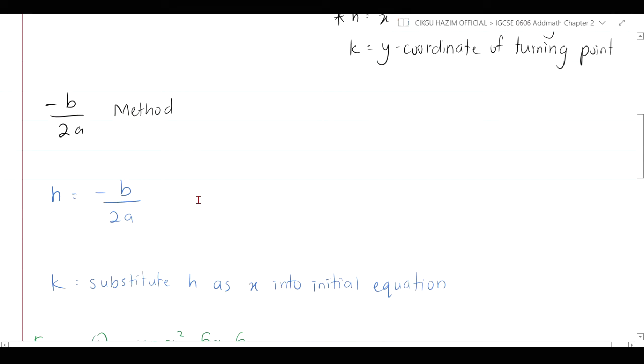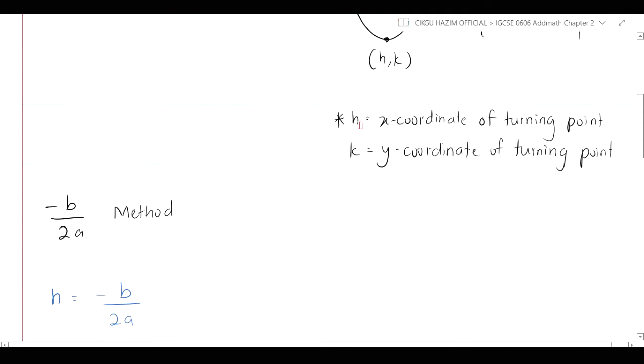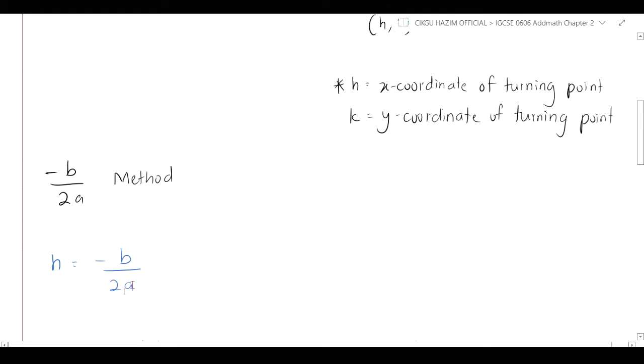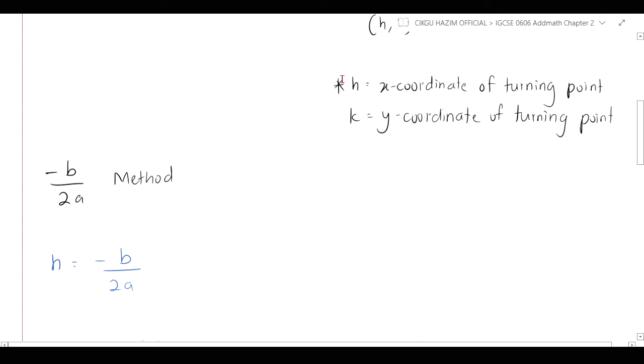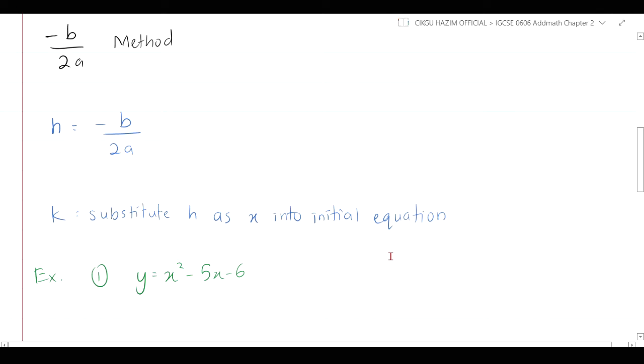The formula of this method is that h must equal negative b over 2a, since h is the x coordinate. That's all. You identify the values of a, b, c, put them in the formula negative b over 2a, and that's your h, which you put into the vertex form. And how do you find the value of k? Once you have found h, you substitute h back into the initial equation as x. Why as x? Because, as I told you, h is the x coordinate. So you substitute it back into the original equation.